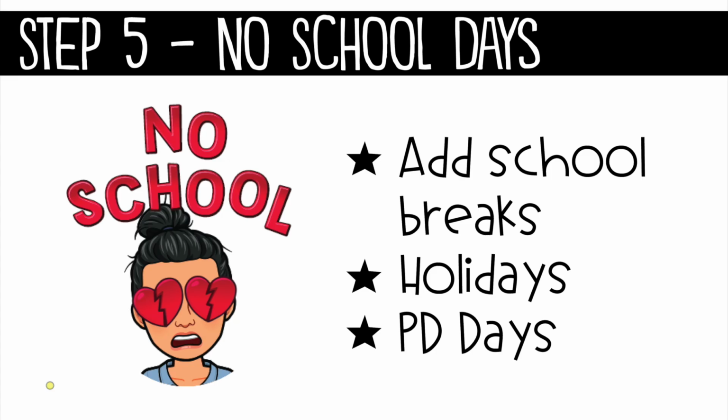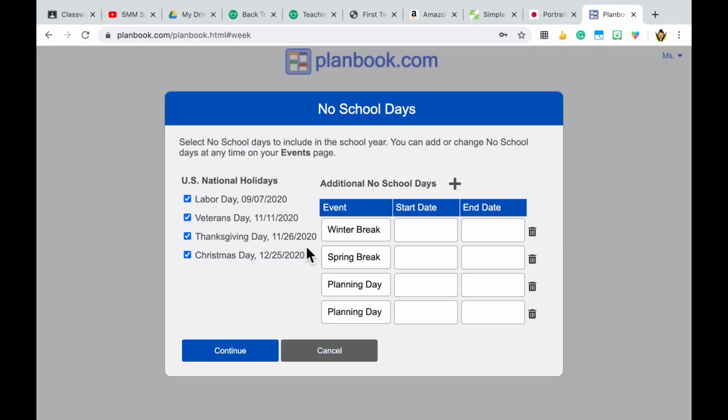This is where we set up our no school days. So it's a good idea to get this set up in the beginning so that you don't have to bump lessons back and forth later. So our first part is that it's already set up with US national holidays. We're just going to select the ones that we're keeping, like Labor Day, get rid of Thanksgiving. Ours is different. Christmas stays the same. And then we're just going to go through and we're going to add in our own dates.